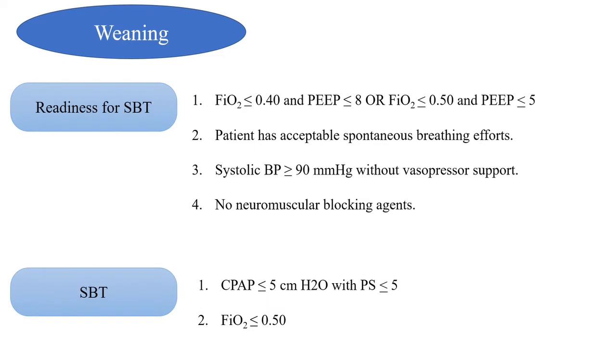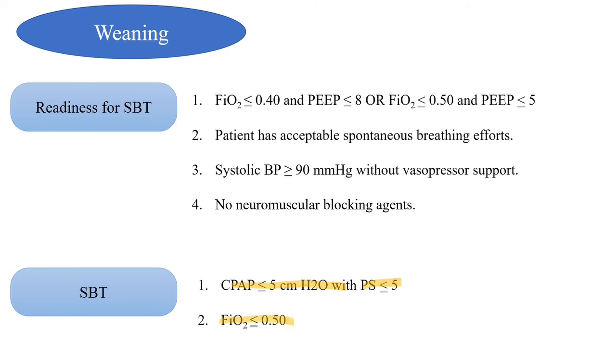During the weaning process, you should check readiness for a spontaneous breathing trial. If your FiO2 is less than 0.4 and PEEP less than 8, or FiO2 less than 0.5 and PEEP less than 5, and the patient has acceptable spontaneous breathing efforts, and he is hemodynamically stable with no vasopressor support and no neuromuscular blocking agents, at that time you will allow him a spontaneous awakening trial and a spontaneous breathing trial at CPAP less than 5 centimeters of water with pressure support less than or equal to 5 centimeters of water and FiO2 less than 0.5.